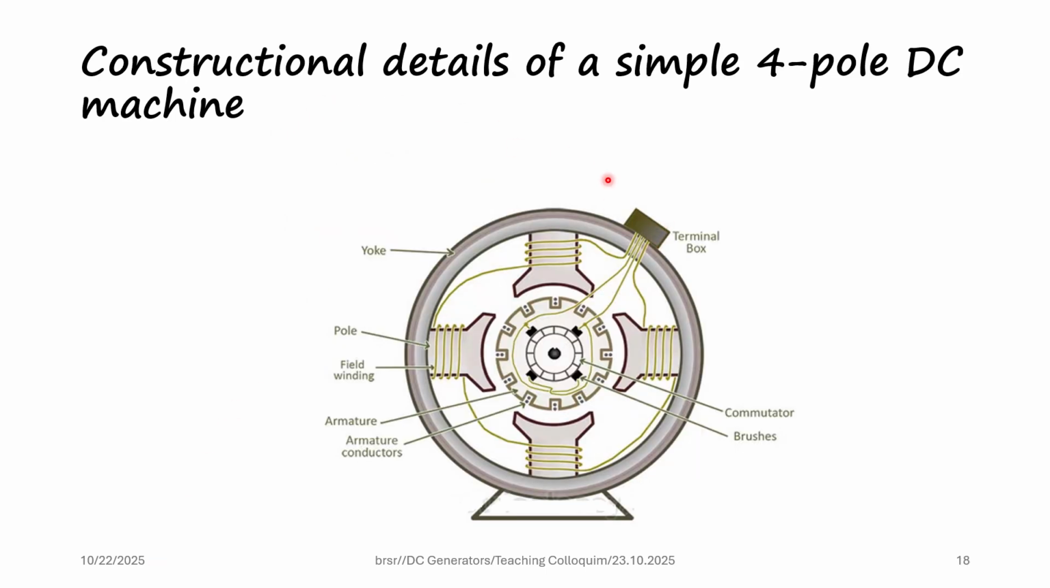This image shows the constructional details of a simple 4-pole DC machine. Here we can see that there are 4 poles, and we can see this armature with the slots on which windings are made. The 4 black color small boxes are the brushes. The commutator is shown as the ring here, and from the brushes the external connection is taken to the terminal box.